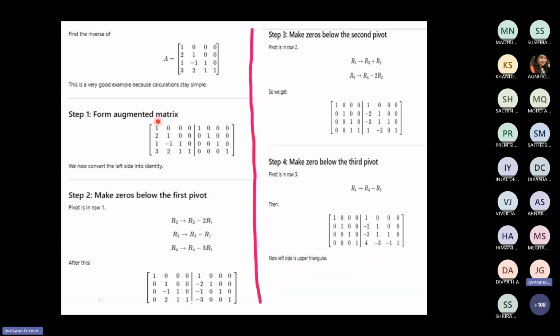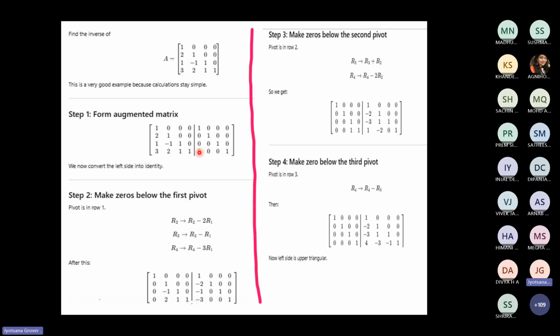This leading entry is also called pivot. So this is the first pivot. Now our task is to convert these to 0. So you apply the elementary row operation. R2 is R2 minus 2 R1. R3 is R3 minus R1. R4 is R4 minus 3 R1. Okay, you apply this.